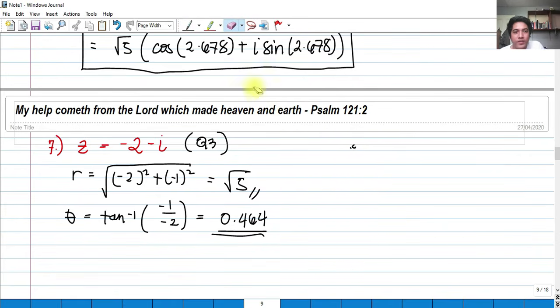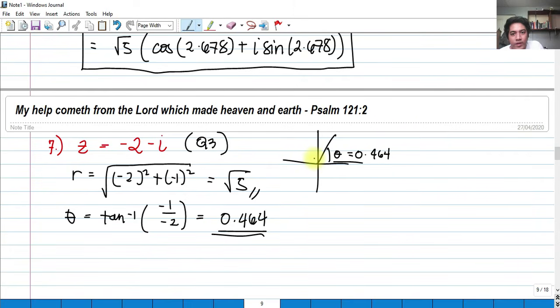Let me just redraw this. This is our angle, 0.464 in terms of radians, but our angle should be located here. Okay, so we have to add or subtract pi here. Since this is in quadrant 3, we have to subtract pi here. That's what I was telling you a while ago: if it is in quadrant 2, plus pi; if it is in quadrant 3, minus pi. So if we subtract pi here, we get negative 2.678.